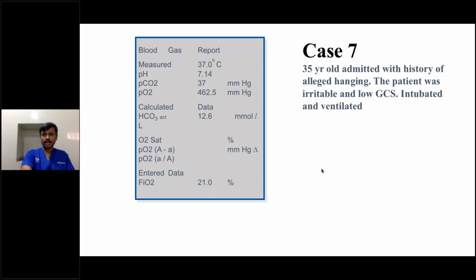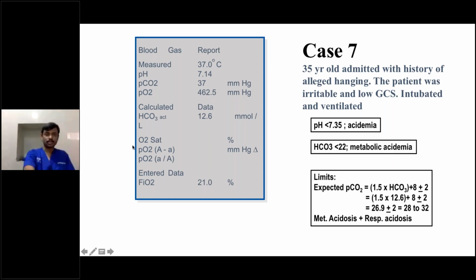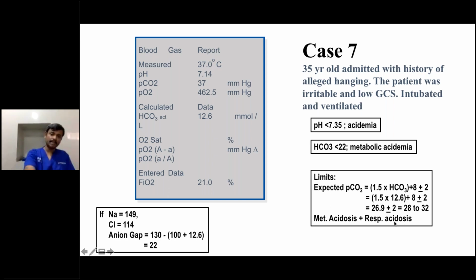Here, a 35-year-old admitted with a history of hanging, the same patient we have discussed earlier, irritable, low GCS, ventilated. Acidosis is there, yes, it is lesser than 7.35, pH 7.14, acidosis. Look at the PCO2, it appears to be normal, bicarbonate is 12. So it is a metabolic acidosis. Now for compensation, for the 12 bicarb, how much PCO2 can I expect? Expected PCO2 is 1.5 times the bicarbonate plus 8, 1.5 into 12.6 plus 8 comes around 26.9. Range is 28 to 32, plus or minus 2. So it is more than 32. So again there is a respiratory acidosis there. So again in this case, metabolic acidosis with respiratory acidosis.